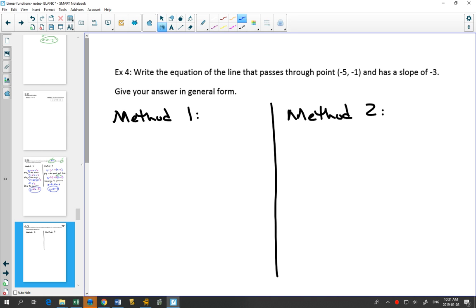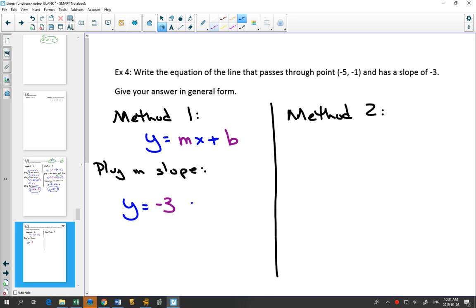Method 1. y equals mx plus b. And I'll color code it as I'm going along as well. We can plug in our slope because we know that already. y equals -3. Whew, I'm getting good at switching colors. y equals -3x plus b. And then we can plug in the point.